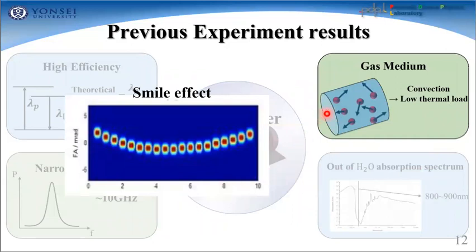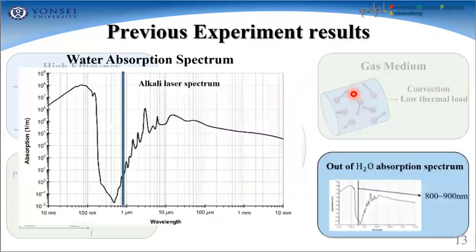In addition, there is a thermal problem in solid-state lasers. Like the thermal lensing effect, as laser power increases, the solid is heated and beam quality decreases. Since the alkali vapor laser has a gas medium, it has advantages regarding the thermal problem. Also, the lasing wavelength of the diode pumped alkali laser, from 800 to 900 nanometers, is out of the water absorption spectrum. This means that alkali lasers are good to use for free space communications.